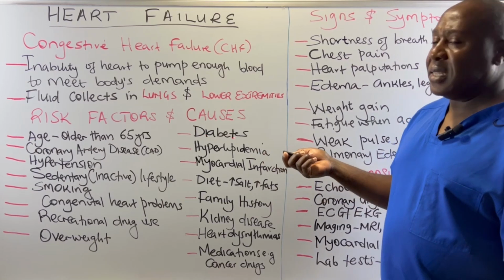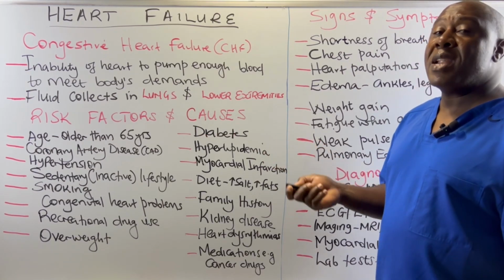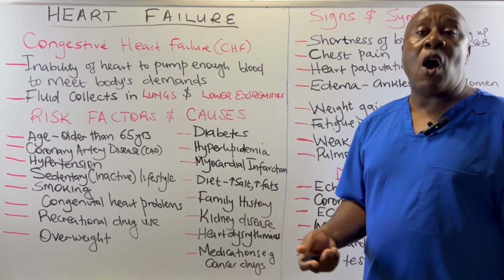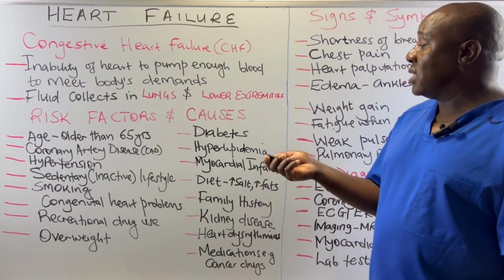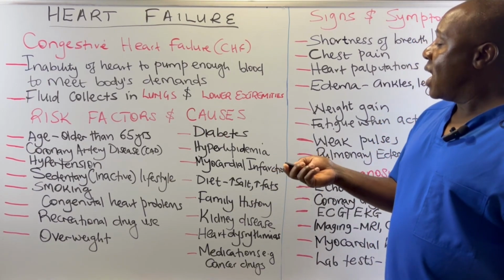We have diabetes, high blood glucose. High blood glucose, remember, normally affects our nerves, and those nerves innervating the heart are also going to be affected because of this diabetes. So our hearts may fail due to diabetes.